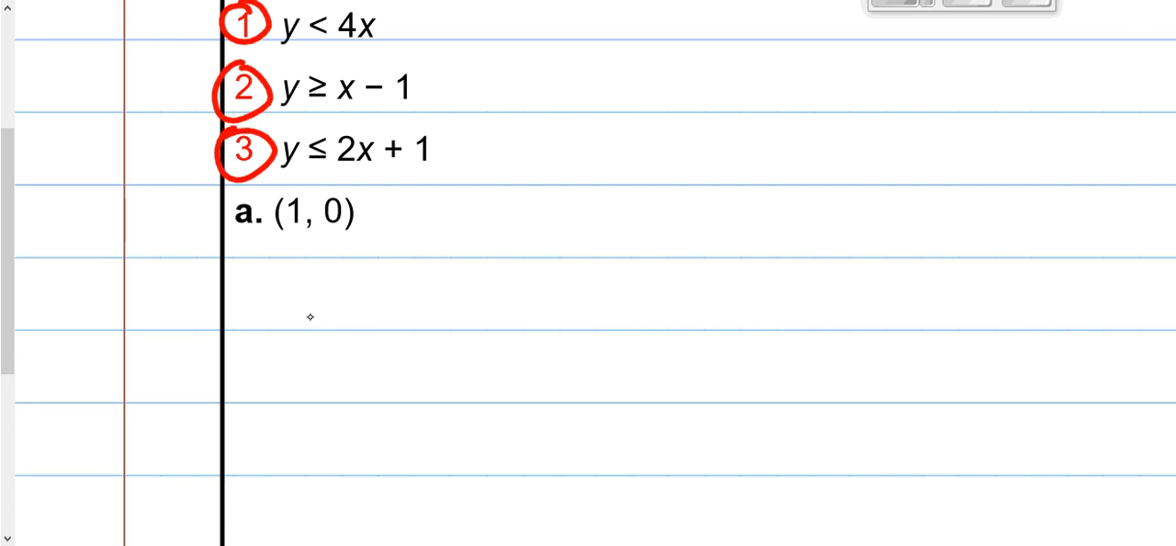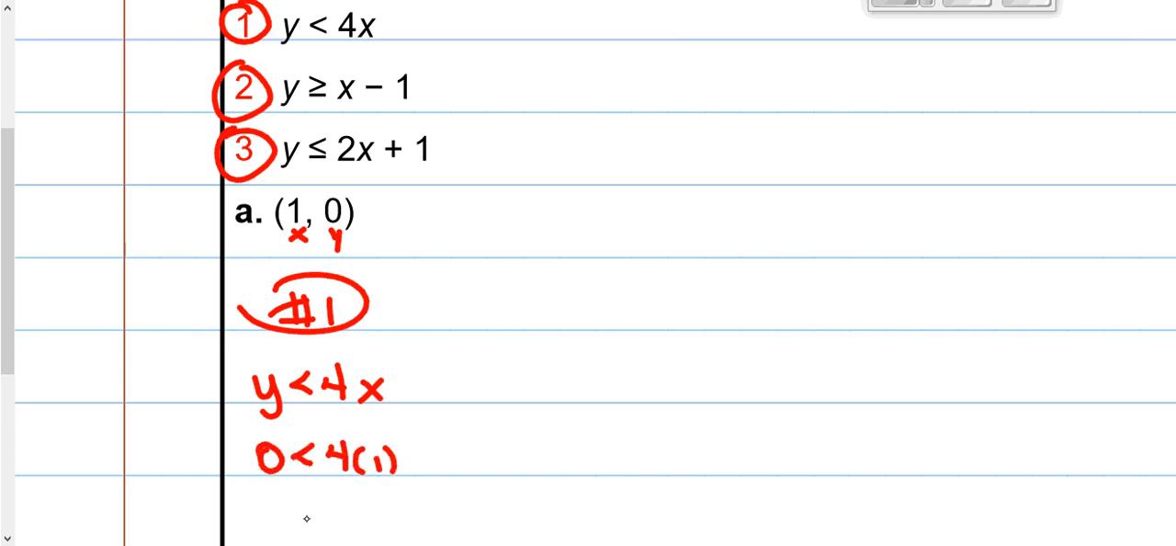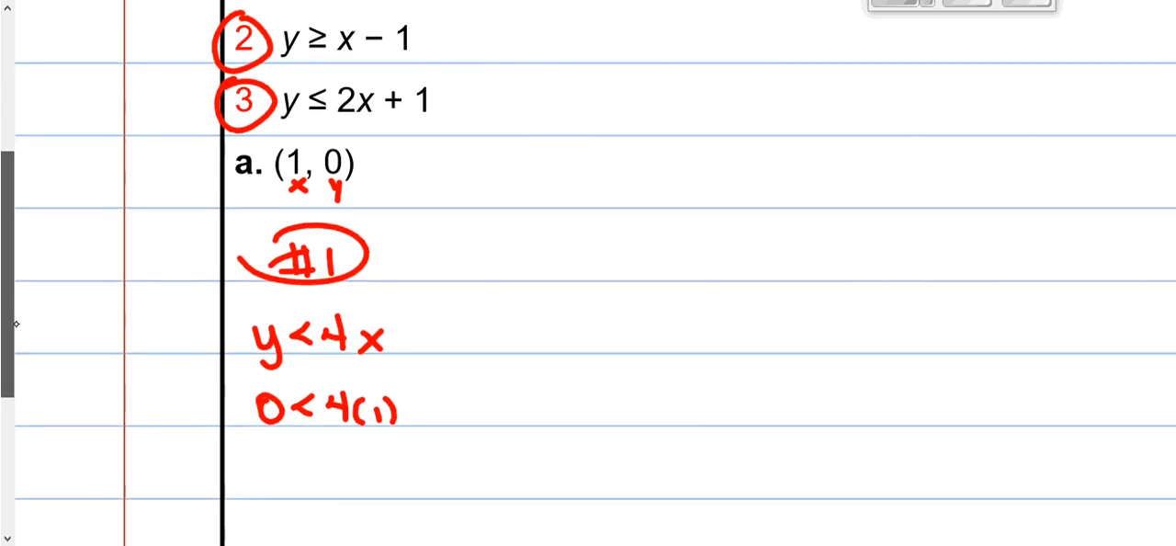And let's do that. Let's look at inequality number 1. It says y is less than 4x. Well, we label these x and y, so 0 is less than 4 times 1. 4 times 1 is 4. So is 0 less than 4? And yes, in fact, that is true.